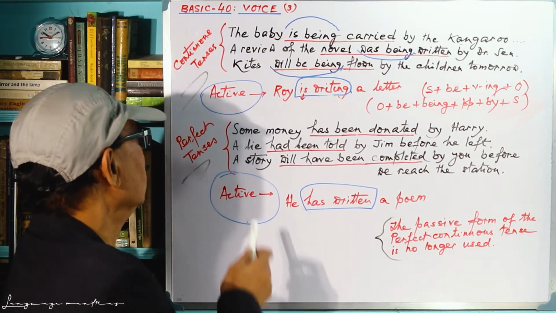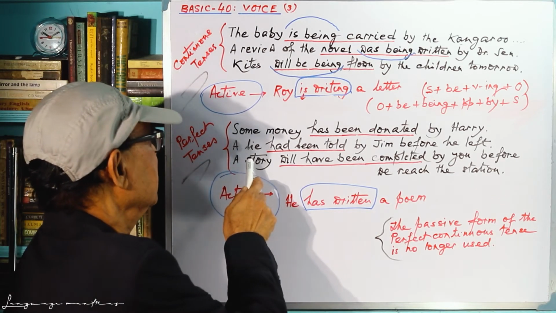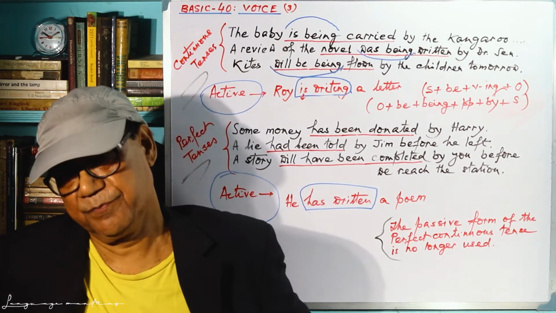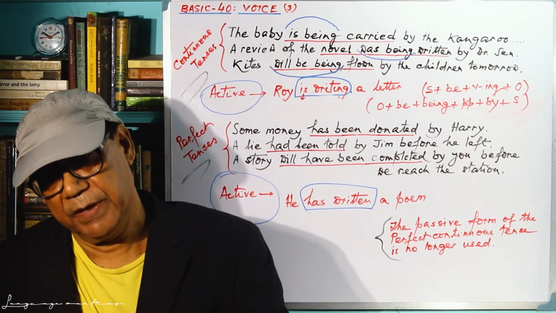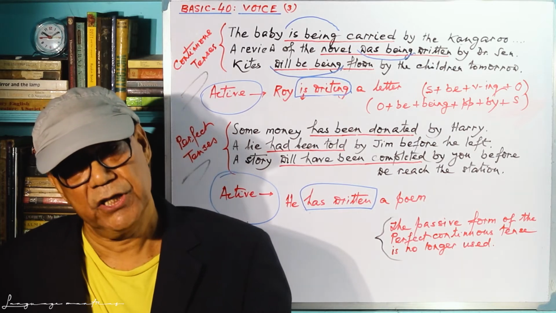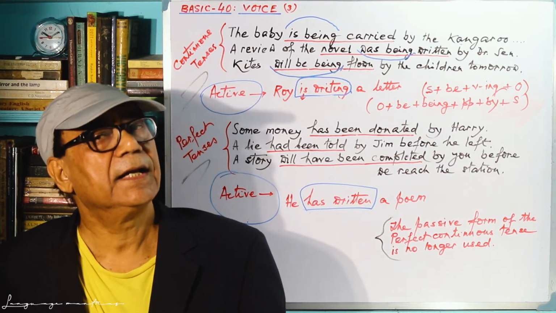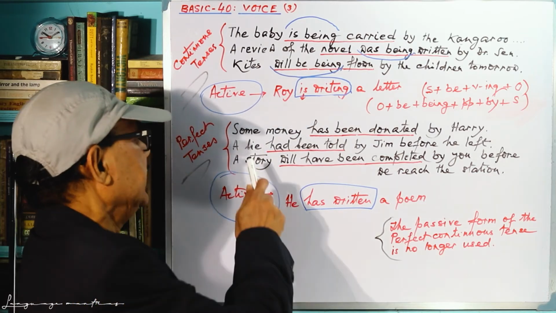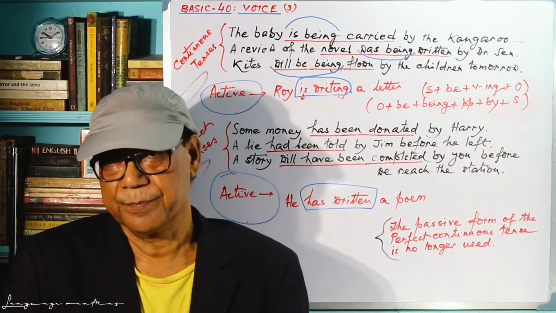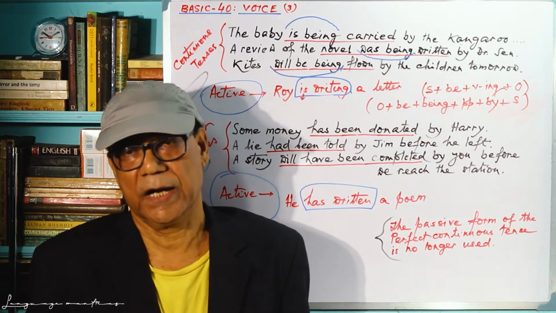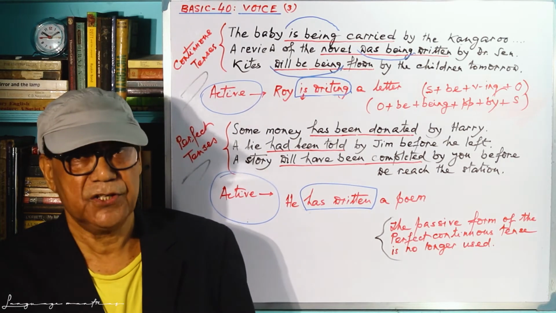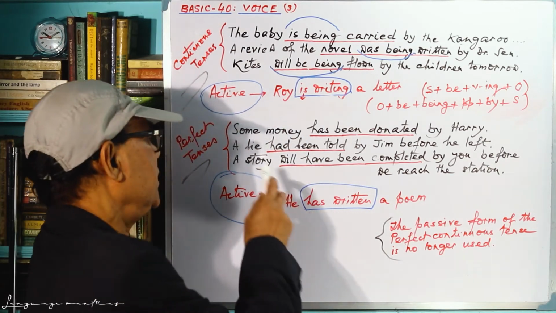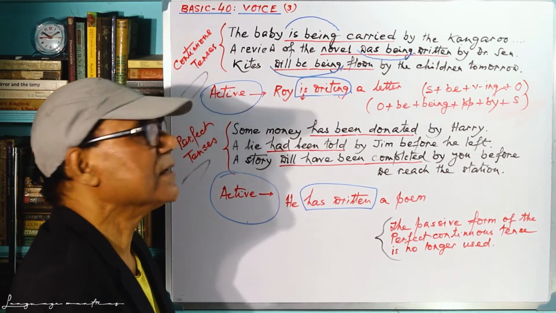Then come to perfect tense, past perfect tense. A lie had been told by Jim before he left. Before he left, forget it. That means a lie had been told by Jim. That means Jim had told a lie. This is active format of this sentence. A lie had been told by Jim.